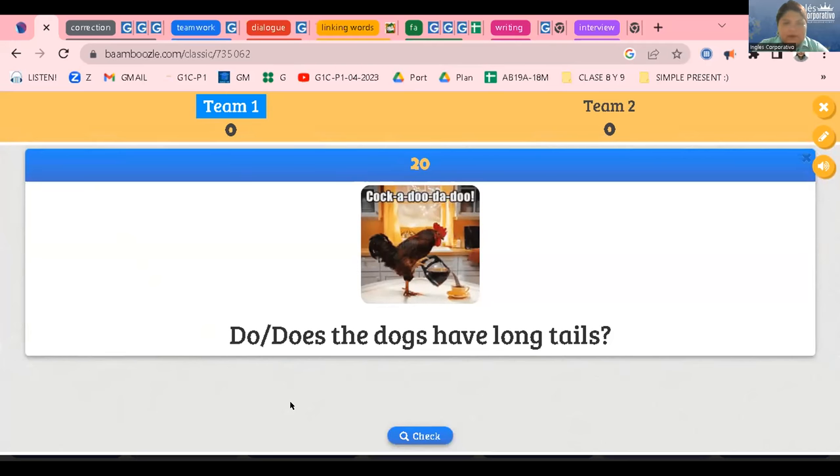Okay, so do or does the dogs have long tails? So what do you think? That's the dog. Which is the correct auxiliary? Do the dogs have long tails? Okay, do. And let's see, I wanna listen. Calvin, what do you think, do or does? So vote, you can vote. Does. Okay, Dora. Hello, Dora. Dora, what do you think? Auxiliary do or does? Do the dogs or does the dogs? Do. Okay, so let's see.